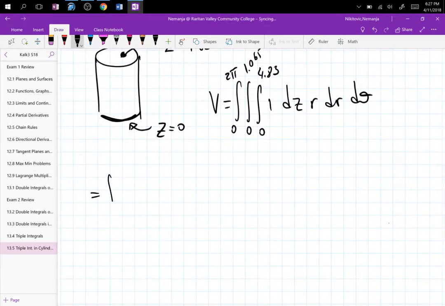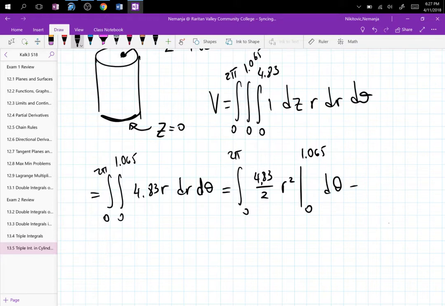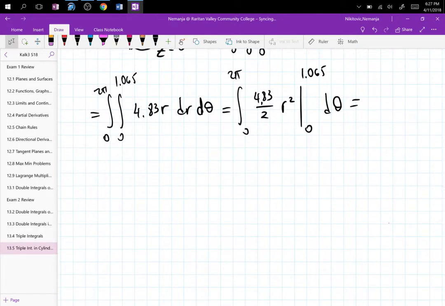So now this is equal to the double integral from 0 to 2 pi, 0 to 1.065, integral of z, so that will be 4.83 there, r dr d theta. Then we have the integral from 0 to 2 pi, integrate r, that will be r over 2, so 4.83 over 2 r squared, computed from 0 to 1.065, d theta. And now we compute all of this, so 0 to 2 pi.